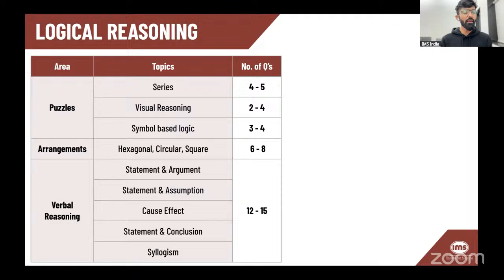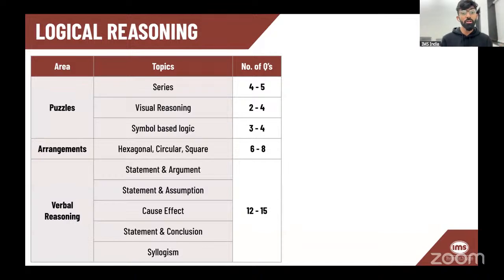Now, series, there were again 4 to 5 questions. Some students got alphanumeric series, some students got only numeric series. Arrangements was very heavy in logical reasoning. You had hexagonal, circular, and square arrangement sets. So again, it was not your simple linear or circular arrangement. You also had hexagonal and square. Students have reported that it was very lengthy.